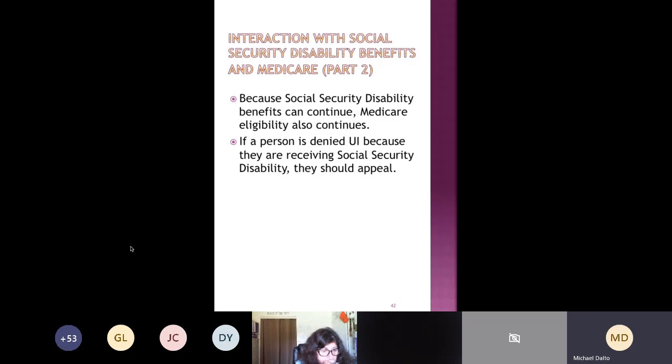Now, if they work full-time, they could eventually, sooner or later, have their Social Security disability stop. But particularly if a person has proven their ability to work and they qualify for regular UI benefits, they should not be denied simply because they're getting Social Security disability.